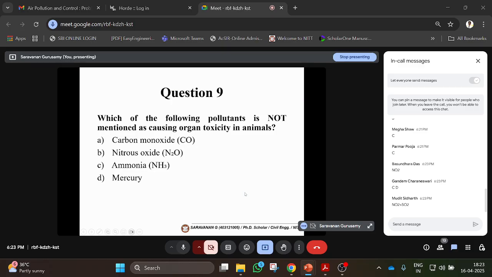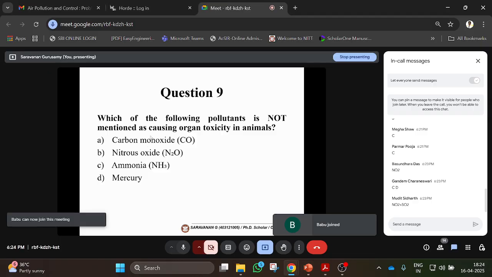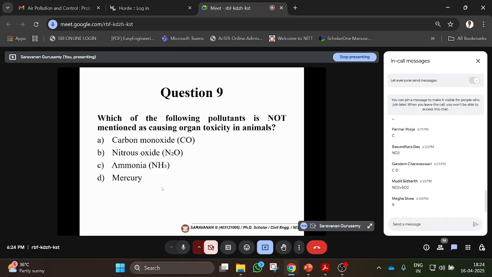Ninth question. Which of the following pollutants is not mentioned as causing organ toxicity in animals? Some are problematic to animals, right? Causing organ damage: carbon monoxide, nitrous oxide, ammonia, and mercury. Which is not causing organ toxicity in animals?